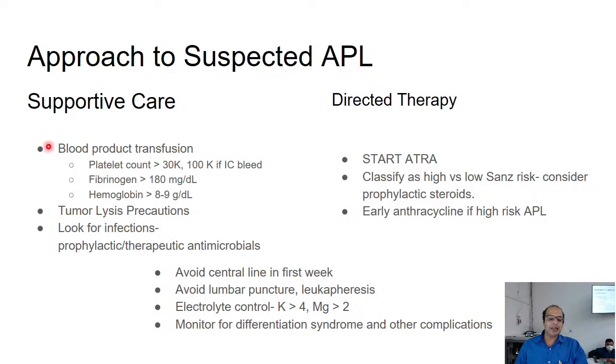At the same time, start the patient on tumor lysis precautions with adequate fluids and allopurinol. Look for infections. Give the patient prophylactic or therapeutic antimicrobials. Unlike other acute leukemias, we should avoid putting central lines in these patients in the first week. Avoid lumbar puncture or leukapheresis. While the patients are on therapy, the aim should be good electrolyte control and intake output balance. Maintain potassium more than 4 milliequivalents and magnesium more than 2, and always monitor the patient for differentiation syndrome and other complications related to therapy.